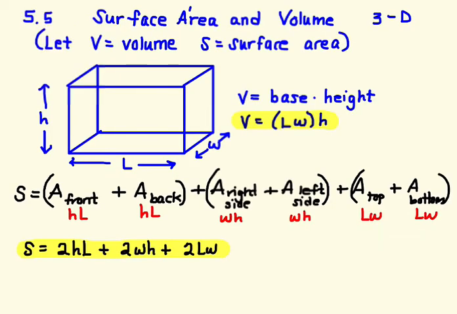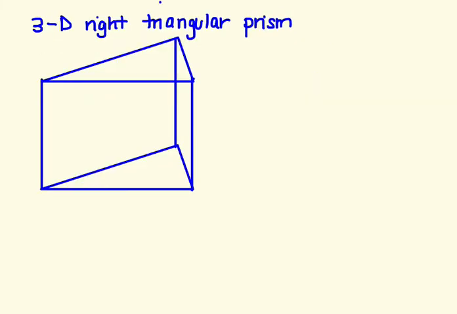This box is actually a right rectangular prism. The base is a rectangle, and the sides are perpendicular to the base. And here, this base is a triangle, and the sides are perpendicular to the triangular base. So the volume for this is equal to its base multiplied by its height, the surface area of the base times the height.